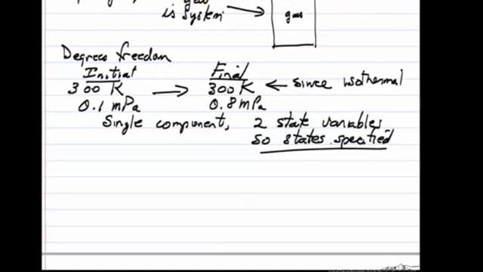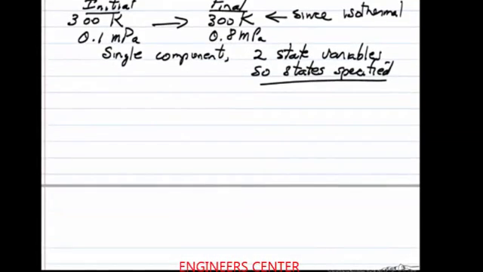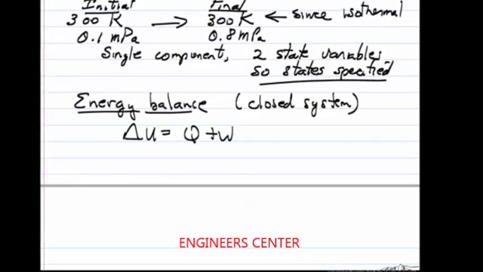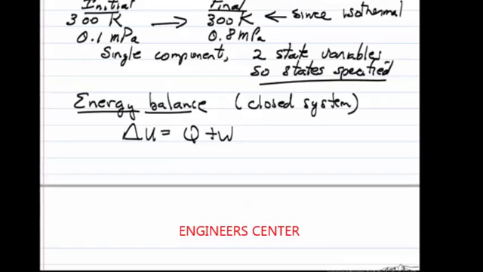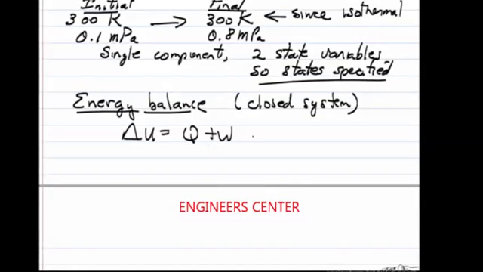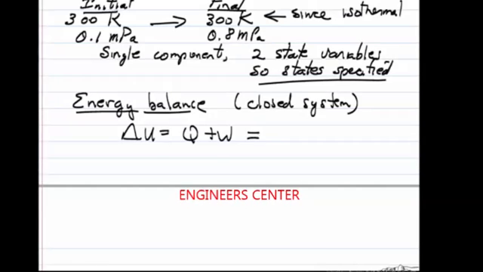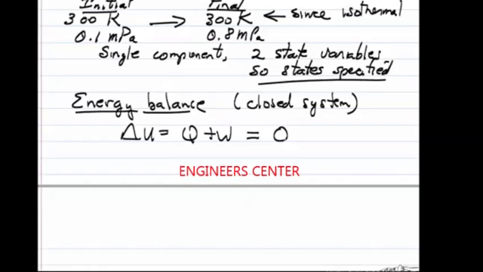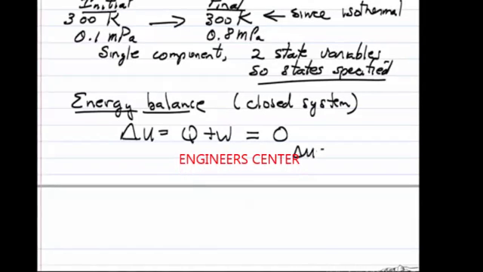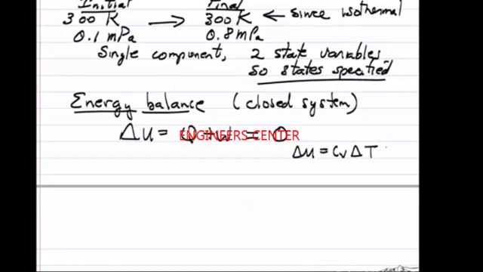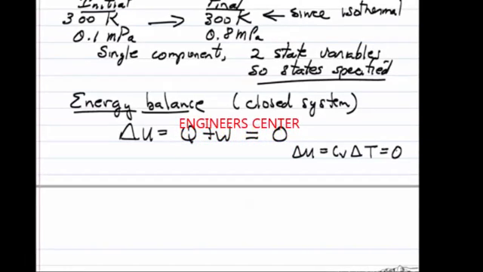What we want to do next then is apply the energy balance to this system. Since it's a closed system, no mass transfer in, no mass transfer out, the energy balance simplifies to delta U is equal to Q plus W. And because the system is isothermal, delta U is 0. Delta U is Cv delta T for an ideal gas, and that's 0.